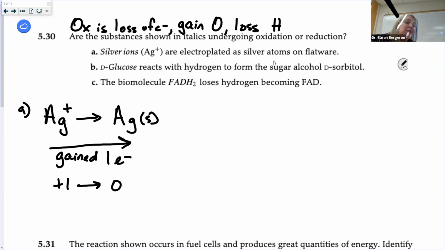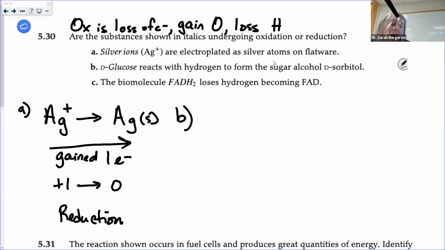If oxidation is loss of an electron, what is gain of an electron? Reduction. Okay. B.